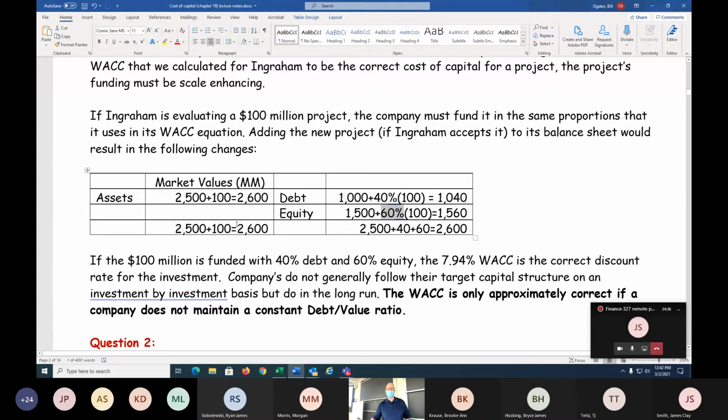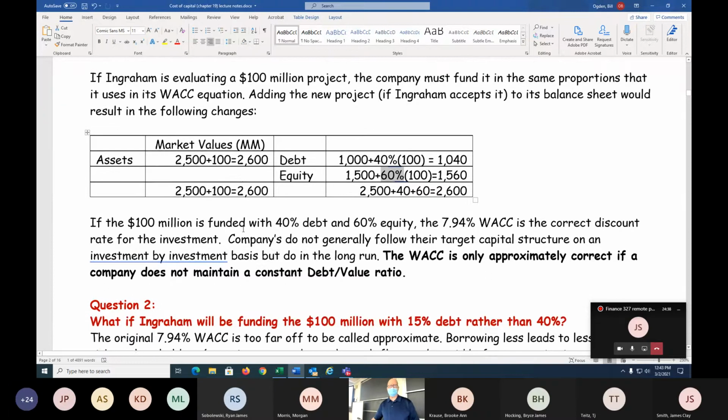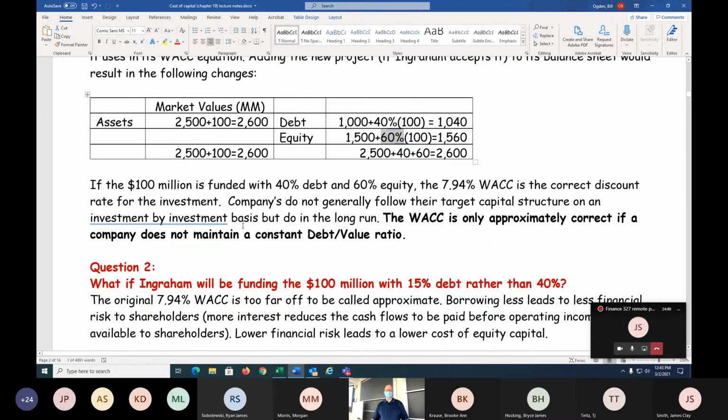And I think your authors make the comment, or they ask the question, do companies follow this mechanical way of funding? And the answer, of course, is no, they don't. But for 7.94% to be the correct WACC, this is what you had to do.